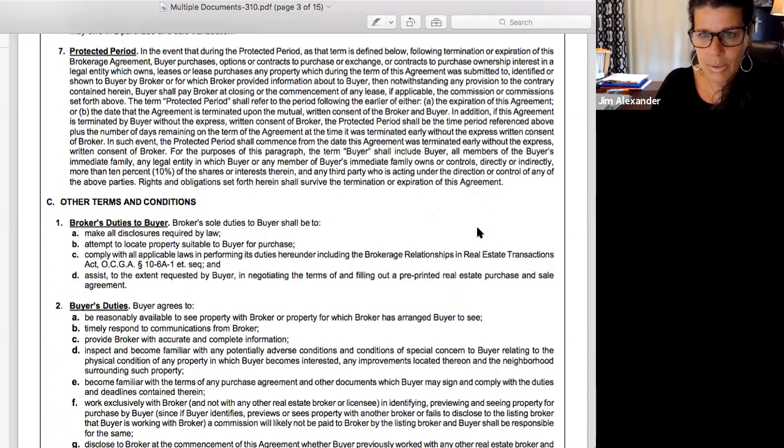Does everybody understand what that means? And that's only if it is terminated unilaterally by the buyer. Can you extend that protection period? And that's basically to protect you from the buyer and the sellers going behind the agent's backs and trying to work out a deal. That's the reason why all this protection period was put into place to begin with.